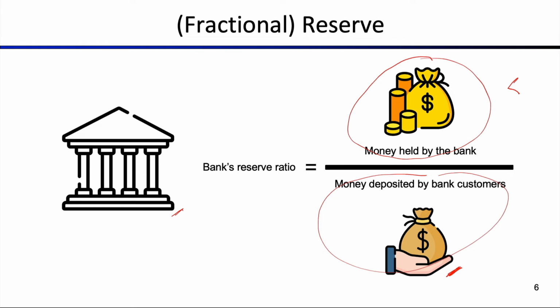So the lower this ratio, obviously this bank's reserve ratio, the more dangerous this becomes for the bank itself. For example, if the majority of the bank customers are suddenly showing up at the bank and would like their money back, then the bank would not be able to pay back the money deposited by the bank customers, and hence the bank might default, meaning it would go bankrupt. It would cease to operate, cease to do business.